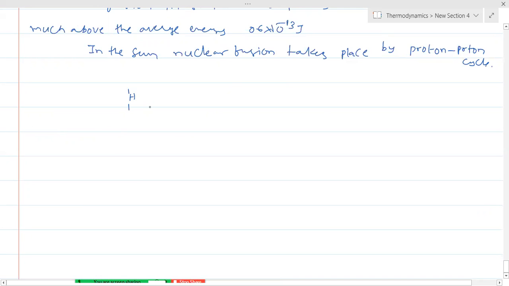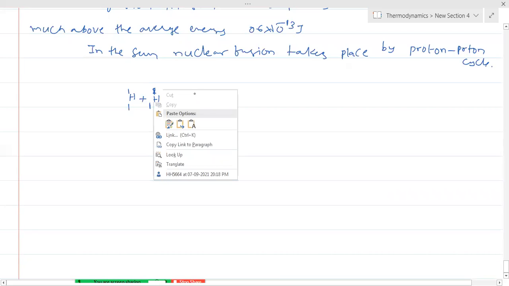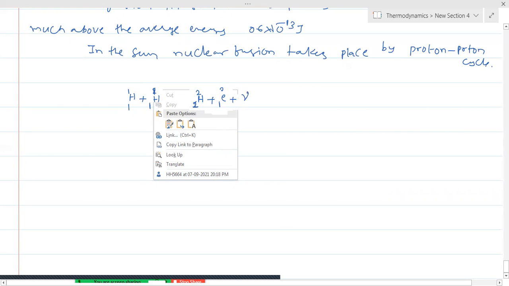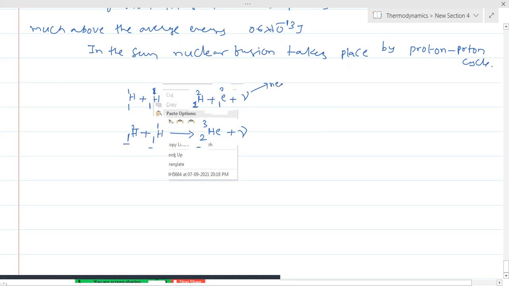We take the proton-proton cycle. 1H1 plus 1H1 gives rise to 1H2 plus 1e0, the positron, which is always associated with a neutrino. Then that 1H2, after combining with 1H1, gives rise to helium-3. Here the charge is conserved and the mass number is conserved. So we write a gamma; this is neutrino and this is gamma ray.